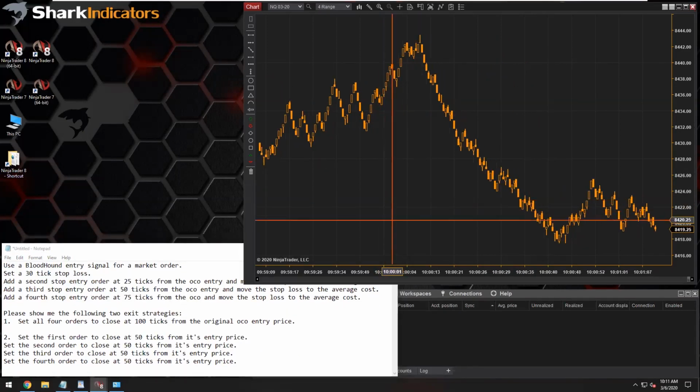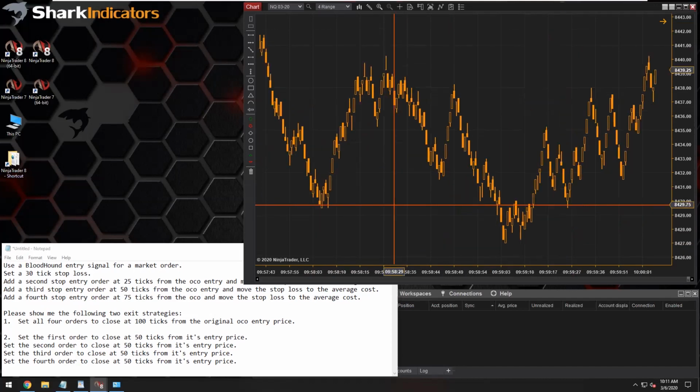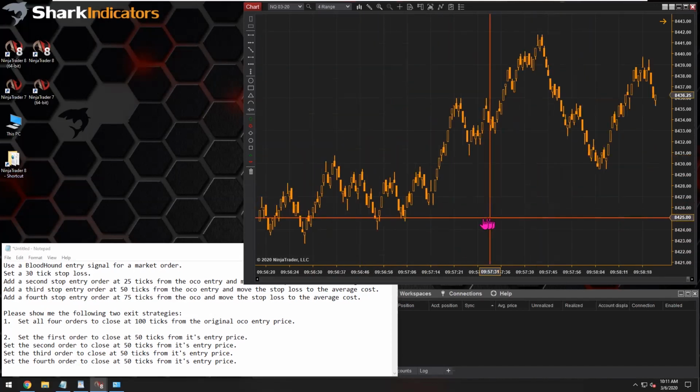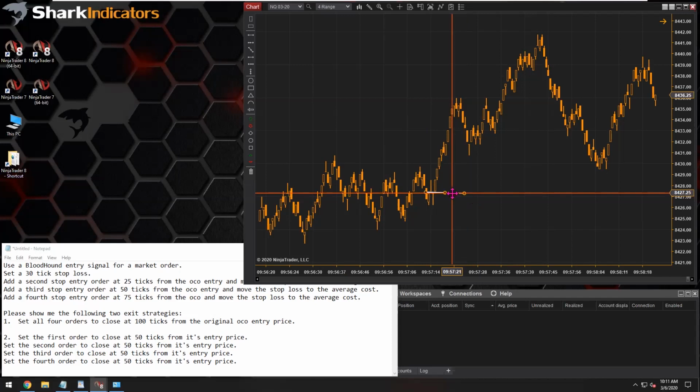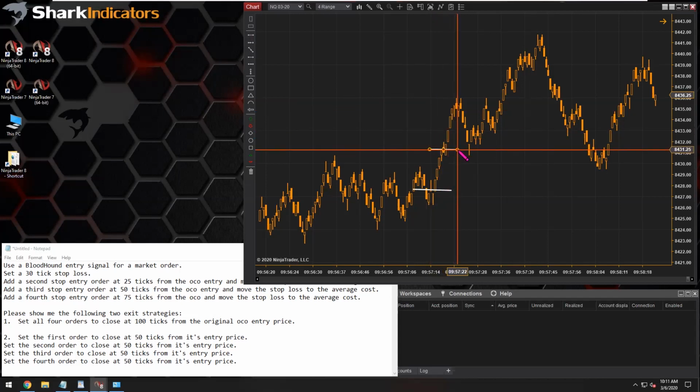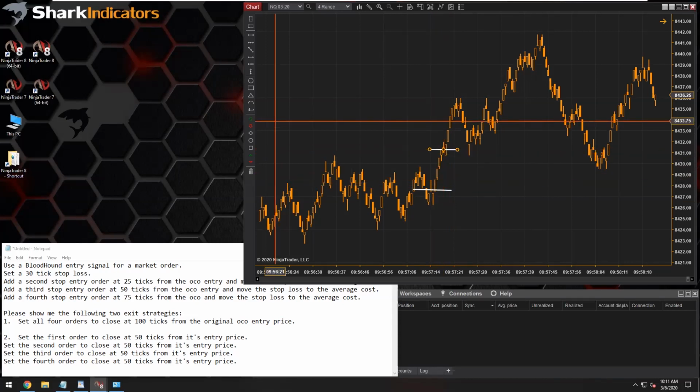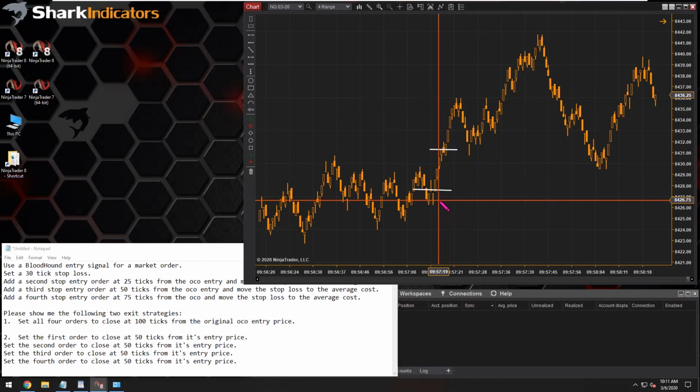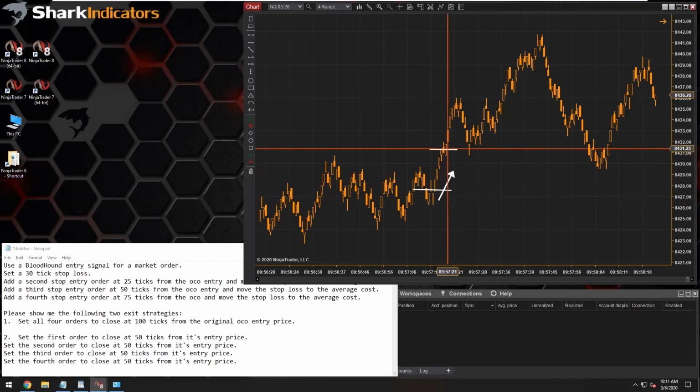So let's see if we can find something on the chart to give an illustration. Let's say the first order gets entered right there. Then the next order, I'm just ballparking this, let's say that's 25 ticks higher. So the next order basically scales in to a profitable trade here. This would be a long trade, and the next order scales in, so it adds another contract.